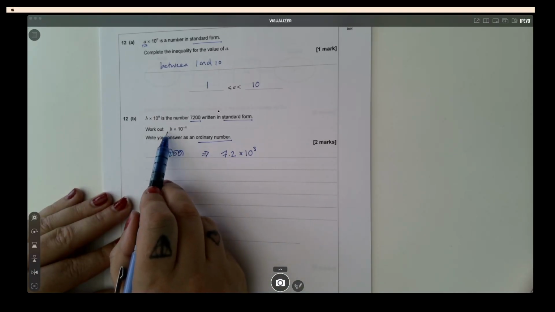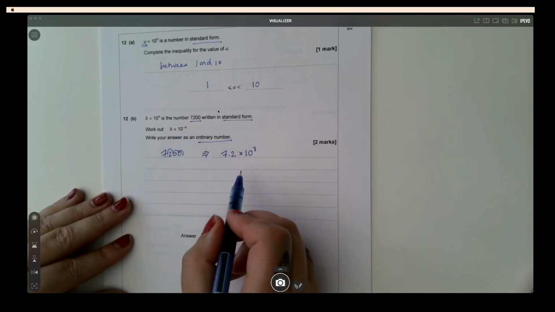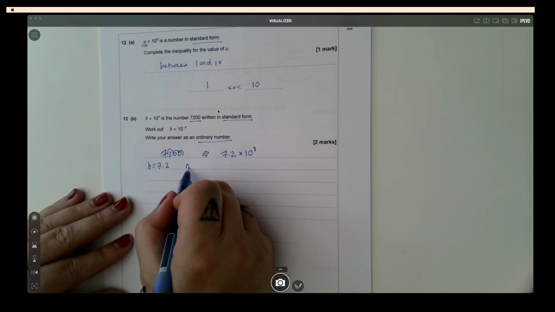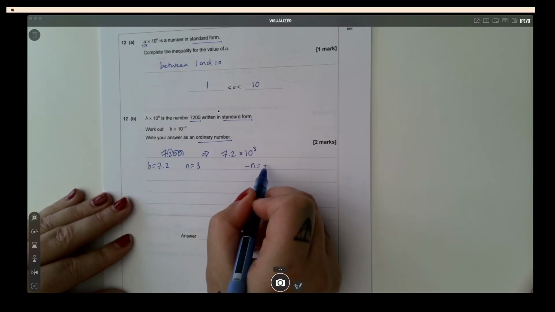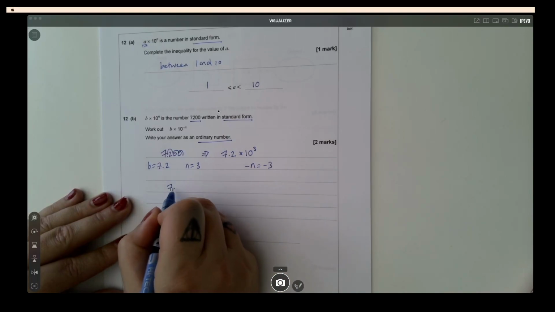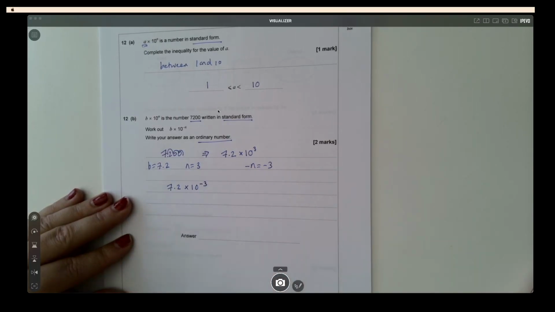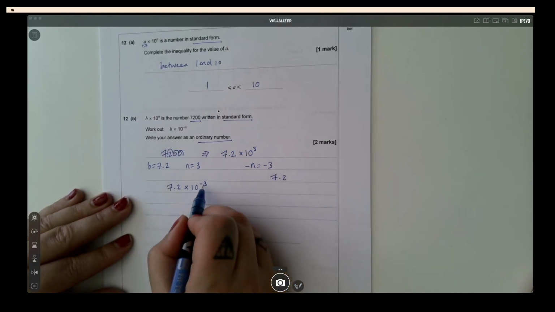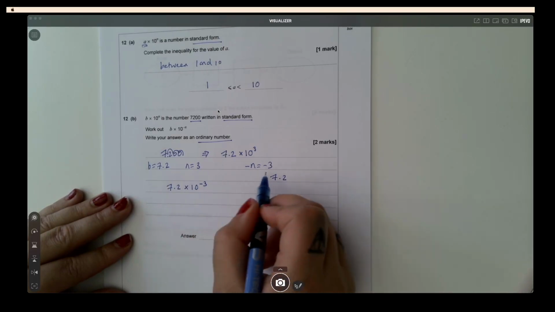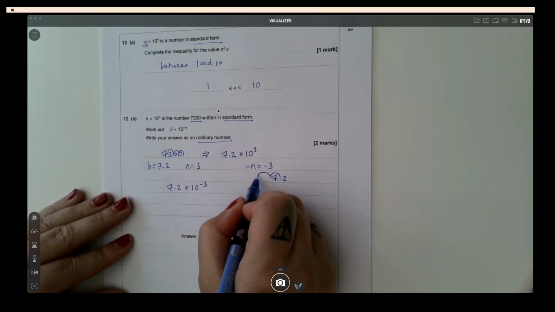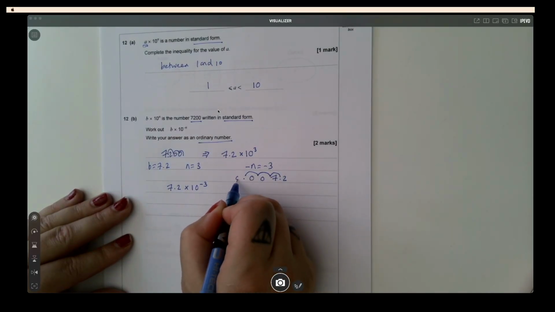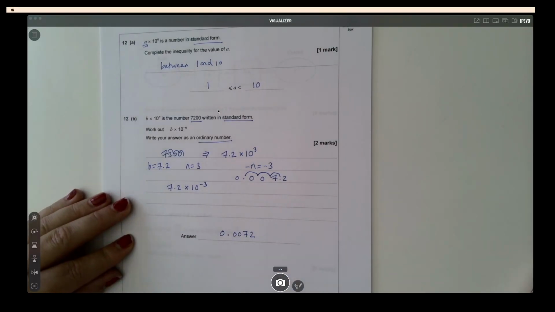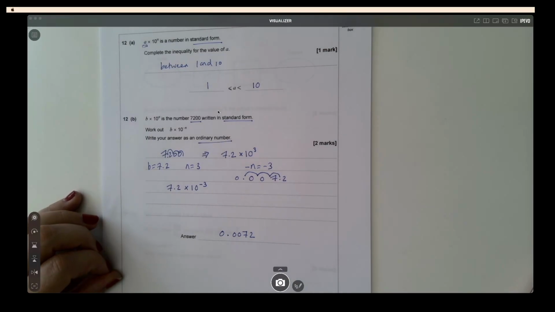But they want us to find B times 10 to the power of minus n. So B is 7.2, n is 3, so minus n would be minus 3. So now we're going to find out 7.2 times 10 to the power of minus 3. So the way we're going to do this is you've got 7.2. We need to move all of our numbers 3 places. 1, 2, 3. So actually it's 0.0072. Remembering that negative powers in standard form move in the opposite direction.